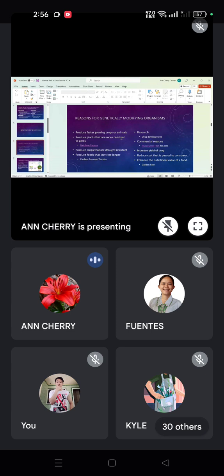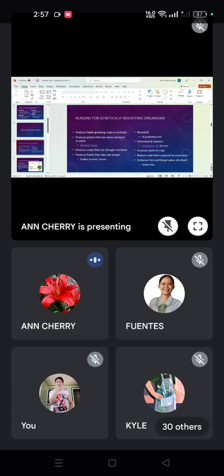So they are developing varieties of palay that are drought resistant and at the same time flood resistant. They also develop food that stays ripe longer. Okay, for research purposes, like drug development, to increase the yield of crops, or for commercial reasons, to reduce cost that is passed to the consumer, or to enhance the nutritional value of a food. So, value added, we alter the genetic makeup of a particular plant in order to enhance its nutritional value.